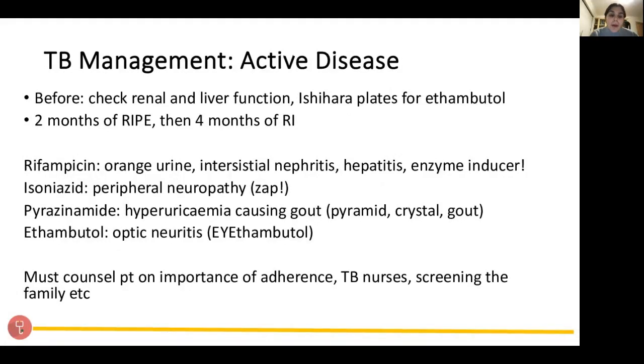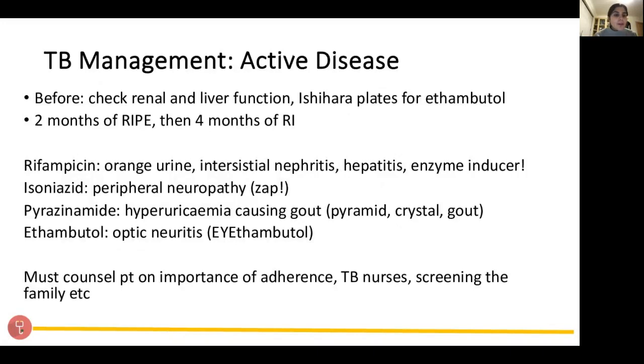So rifampicin, key side effects to remember: it can change the colour of the urine, give you interstitial nephritis, cause hepatitis, which I think a few of these can, and is an enzyme inducer. So it can impact other medication that patient is taking, so you'd want to counsel them on that. Isoniazid, so I remember this because Zid sounds a bit like ZAP, and thinking about things like peripheral neuropathy is often the main side effect in finals land.